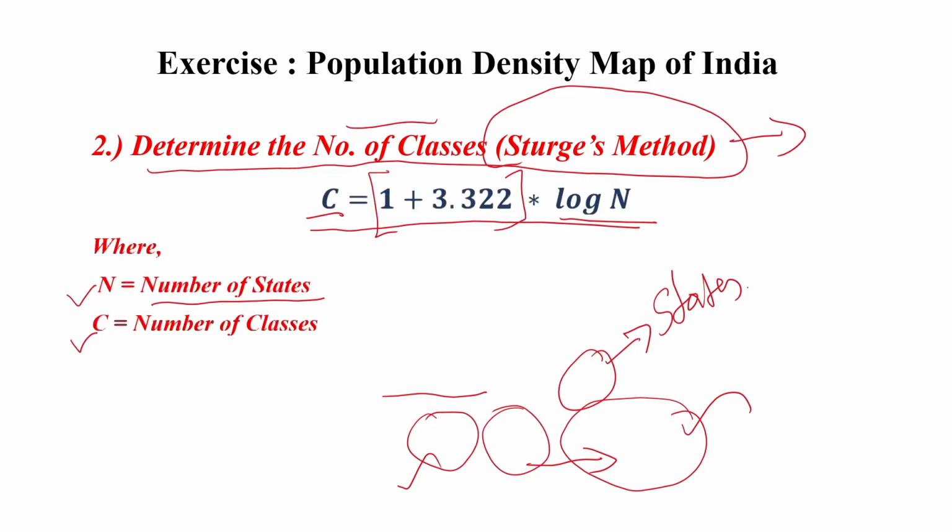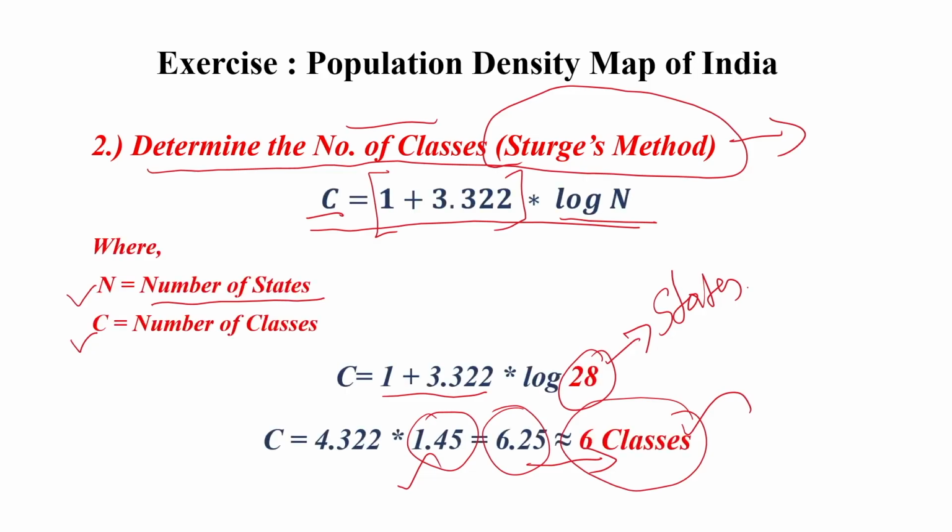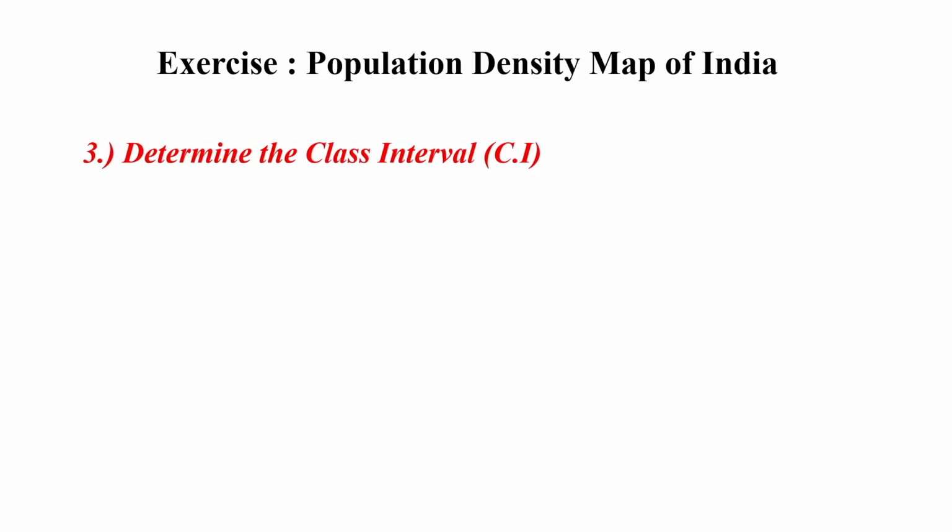So, based on all these calculations, for my population density choropleth map, I am going to define 6 different classes, and this is based on the Sturges method. Next to the determination of classes, we will go to what should be the interval for each class. So, determining the class interval.